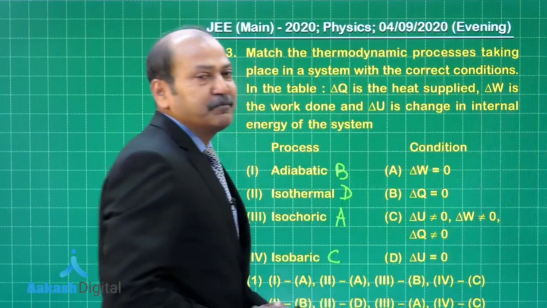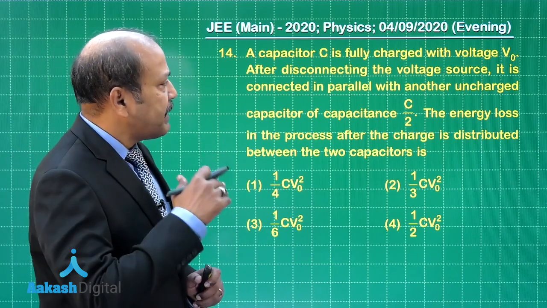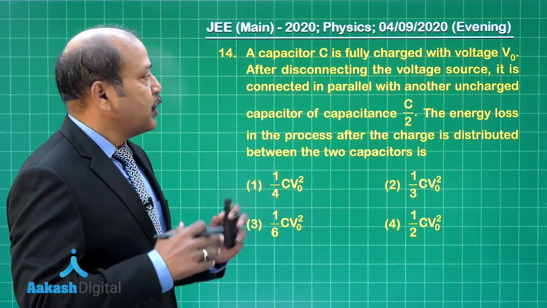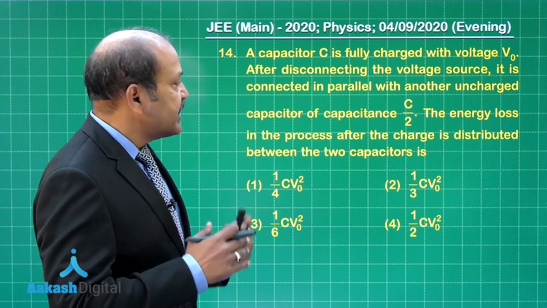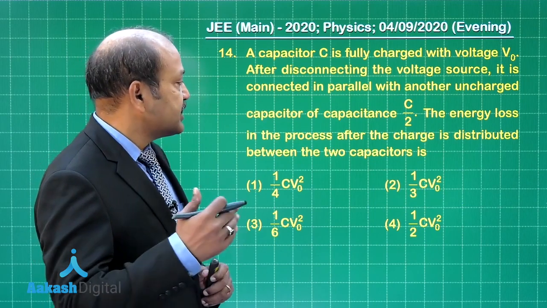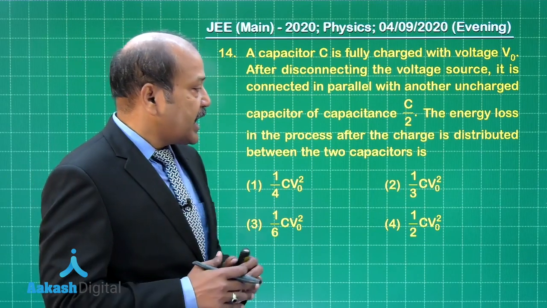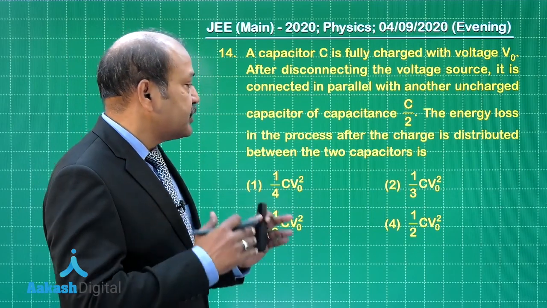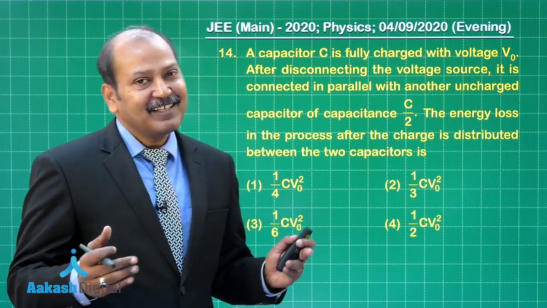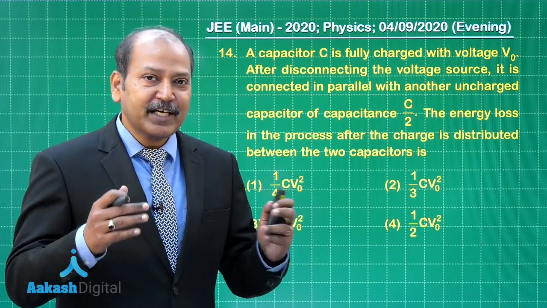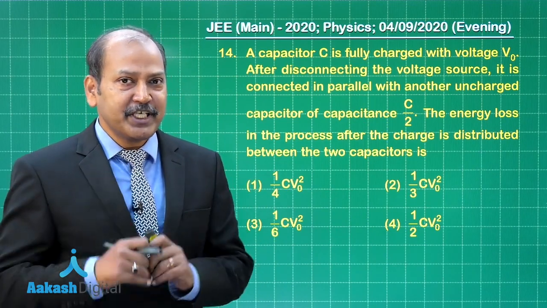It is time now to go to question number 14. Question 14 says a capacitor C is fully charged with voltage V naught. After disconnecting the voltage source, it is connected in parallel with another uncharged capacitor of capacitance C by 2. The energy loss in the process after the charge is distributed between the two capacitors is, and the 4 options are given. Clearly, the question is from electrostatics and it is about sharing of charge and achieving a common potential.